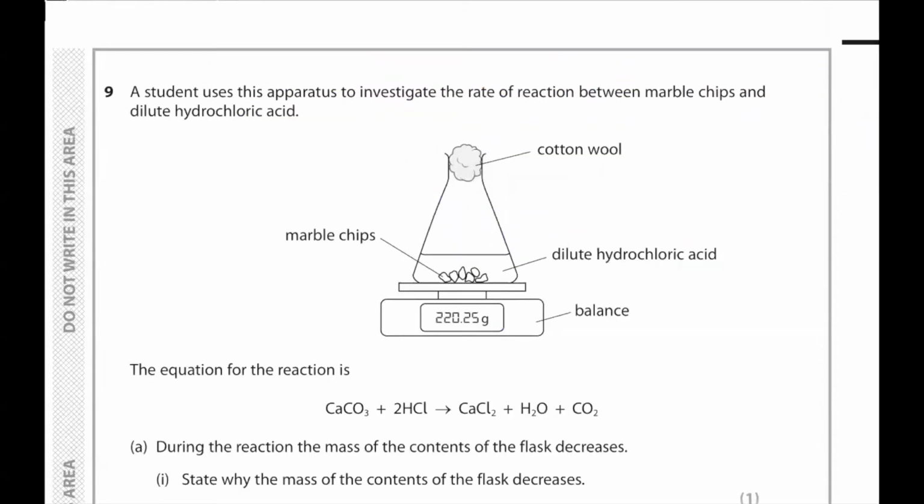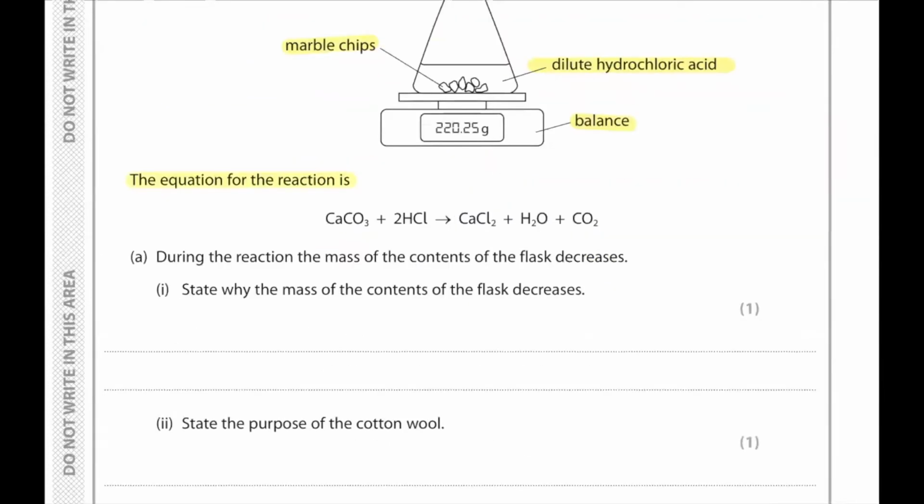Question number 9. A student uses this apparatus to investigate the rate of reaction between marble chips and dilute hydrochloric acid. We can see cotton wool, marble chips, dilute hydrochloric acid, and a balance. The equation for the reaction is calcium carbonate reacts with hydrochloric acid, producing calcium chloride, water, and carbon dioxide.